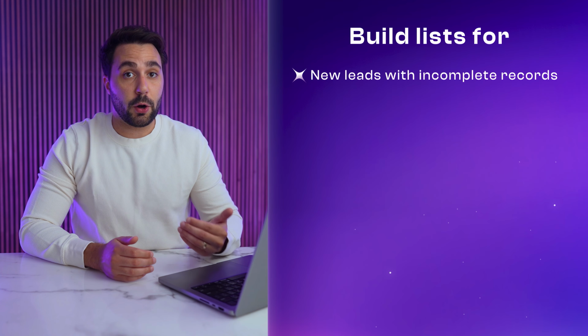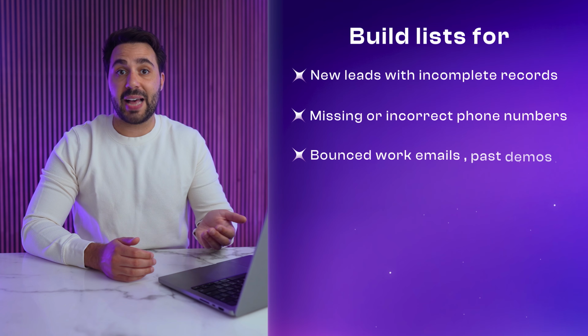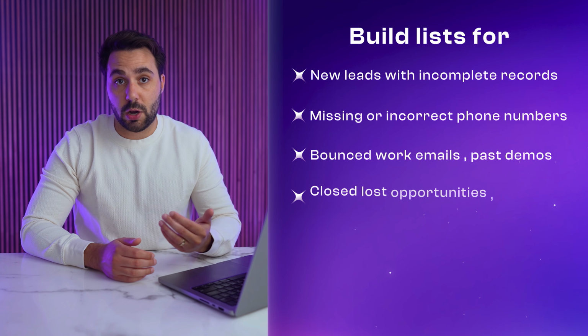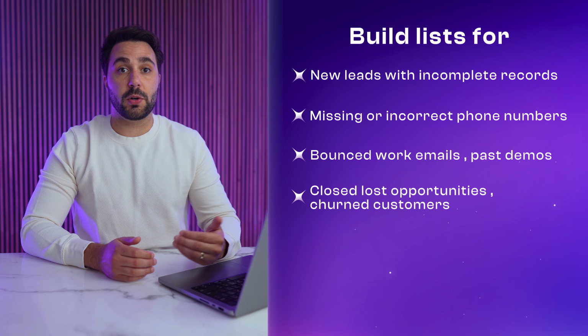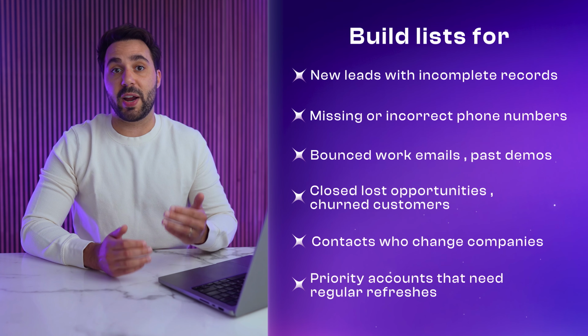Now, these are just a few of the most exciting examples, but because the workflow begins with a segment in your CRM, you can customize Two-Way CRM Sync with Wiza around the processes your team already uses and the segments you already have in your CRM. You can build lists for new leads with incomplete records, missing or incorrect phone numbers, bounced work emails, past demos, closed lost opportunities, churned customers, contacts who change companies, or priority accounts that need regular refreshes.